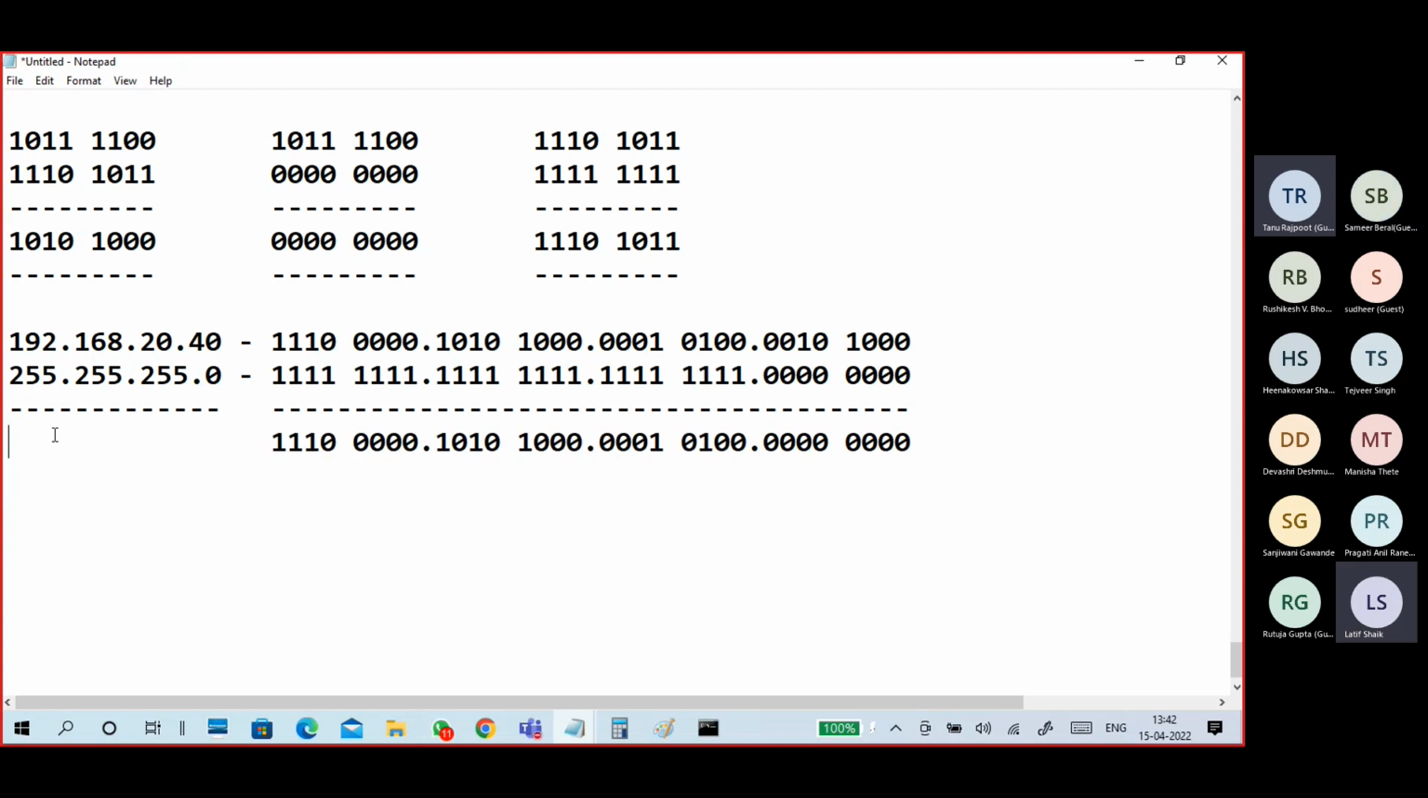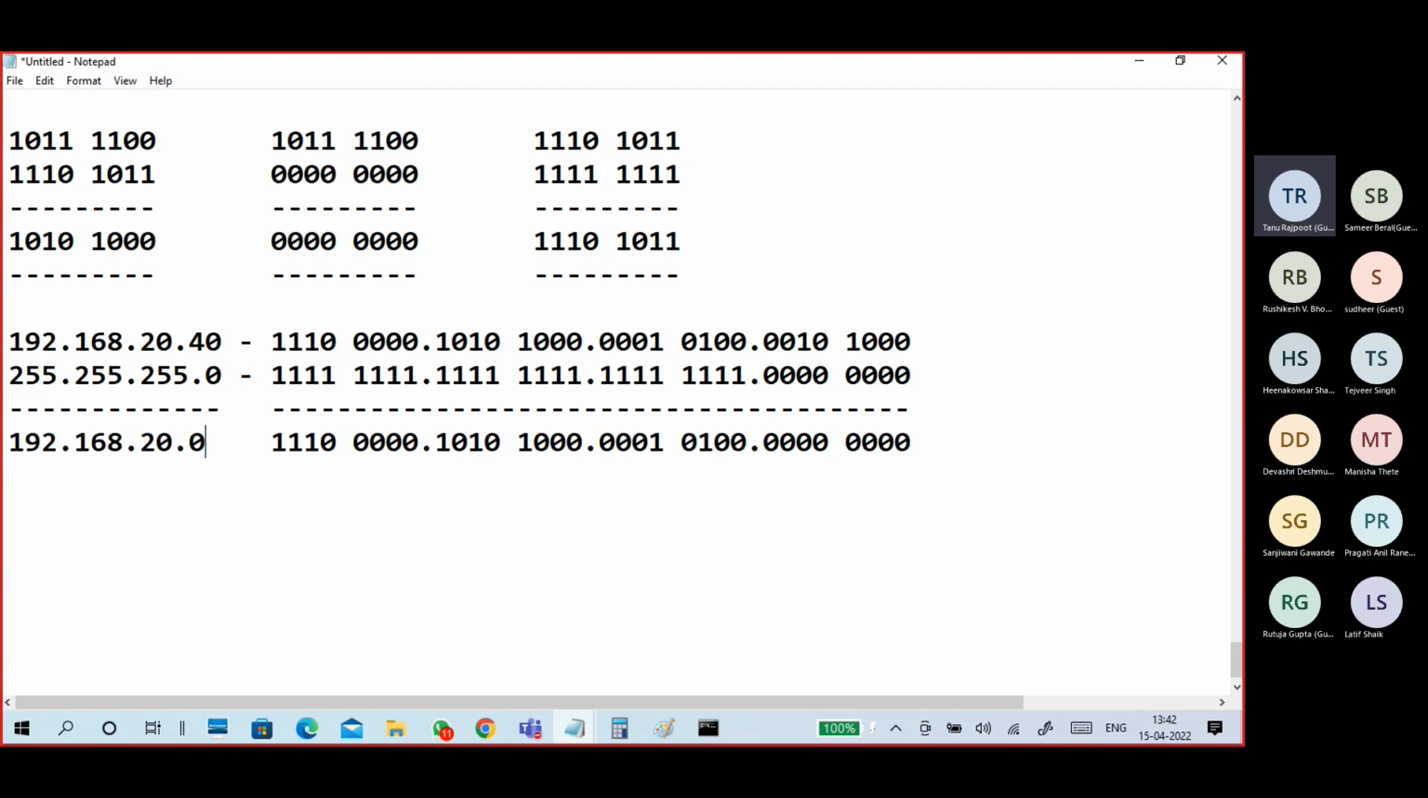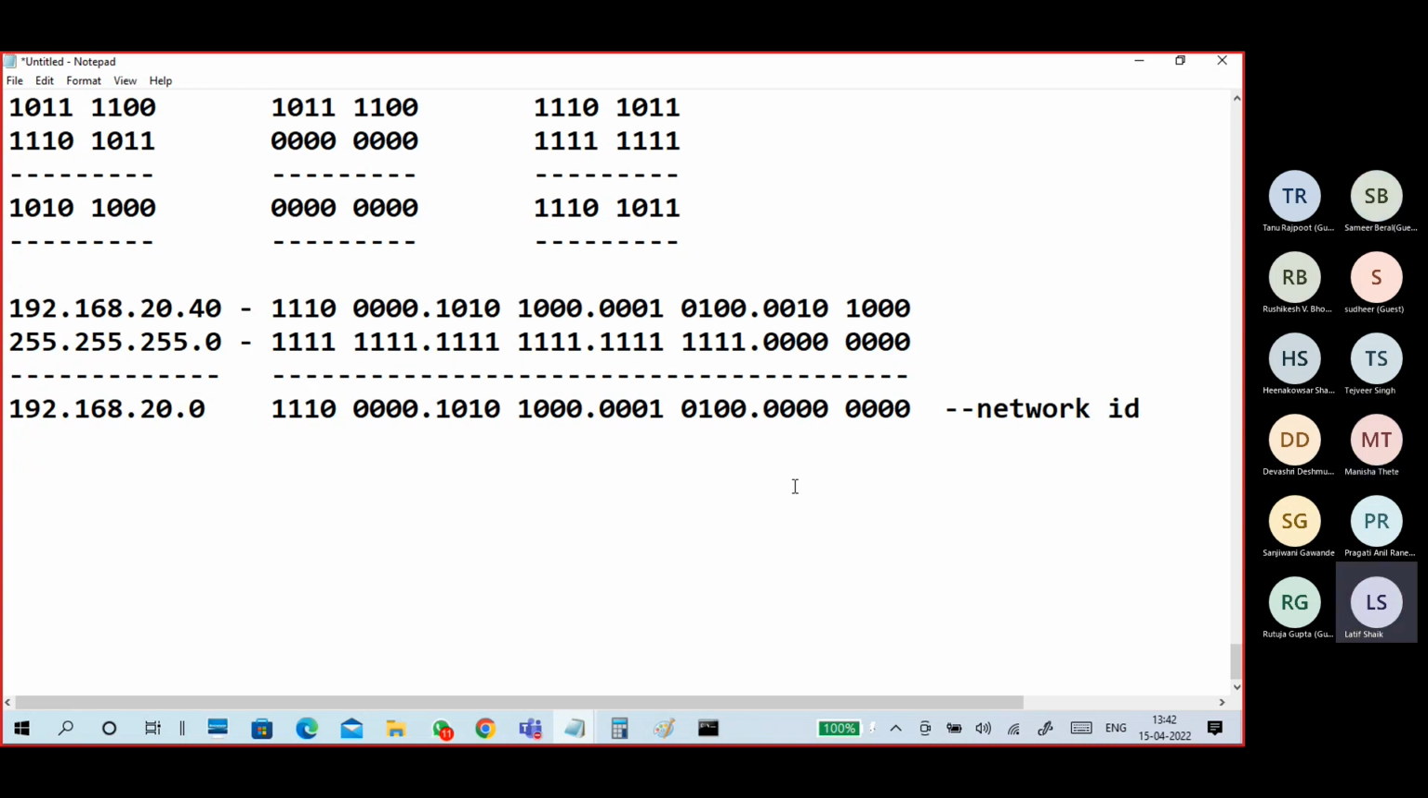Okay, correct. So when you convert 192, 168, the next one is 20, and the last one is 0 only. This is called the network ID. So this is the network ID, the start of the IP address.